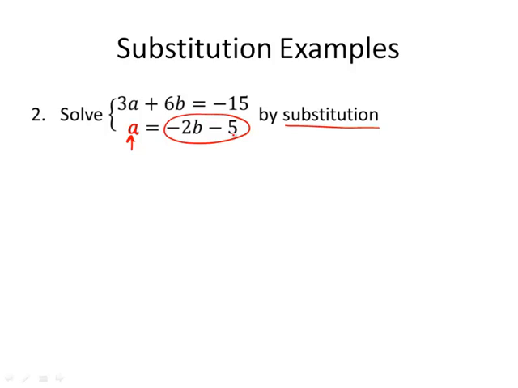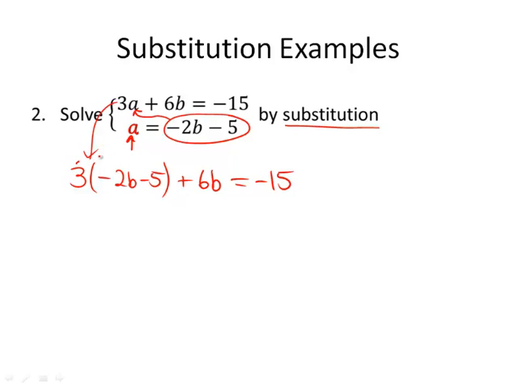We can take it from the second and put it into the first by replacing our a with negative 2b minus 5, because we know that should be true based on the system that has been given. So that gives us 3 times negative 2b minus 5, which was our a, plus 6b equals negative 15 from the first equation. We've just replaced our a with what it was in the second equation that was given.